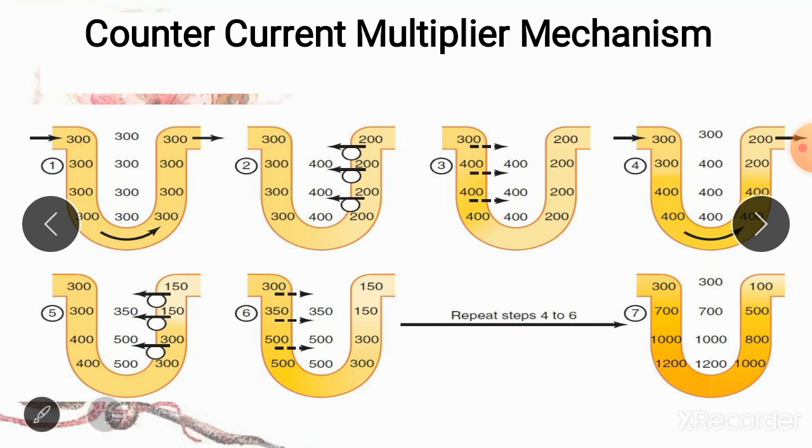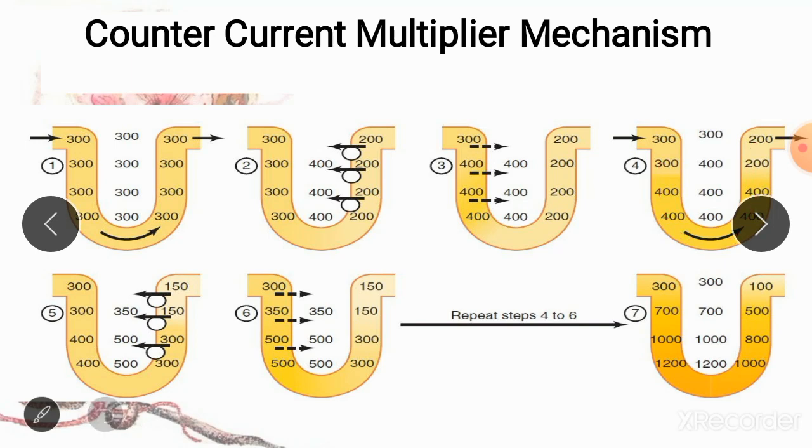Next, the descending loop of Henle is going to lose water, and it is going to gain the osmolarity equal to that of the renal medullary interstitium which was produced by the thick ascending limb. And then the next column of filtrate is going to reach the loop of Henle from the Bowman's capsule, and it is going to have the osmolarity equal to that of plasma, which is 300 milliosmoles. This fresh column of filtrate is going to push the fluid from the descending loop towards the ascending loop.